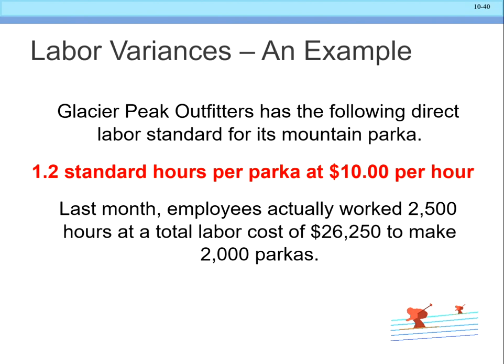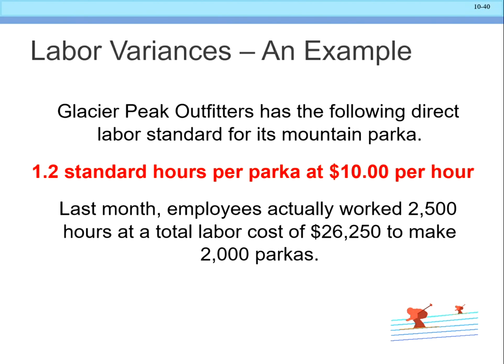We should have paid 24,000. Now, we did not pay 24,000. We paid 26,250. So we have an unfavorable total spending variance of 2,250. We have overspent by 2,250.